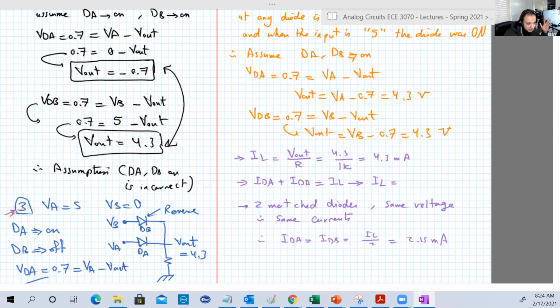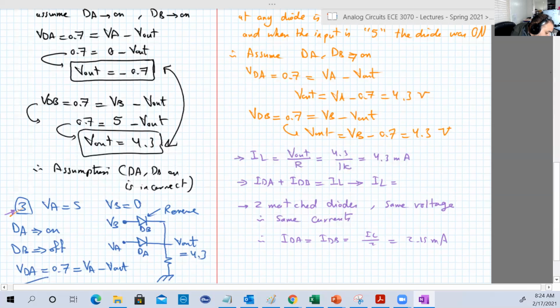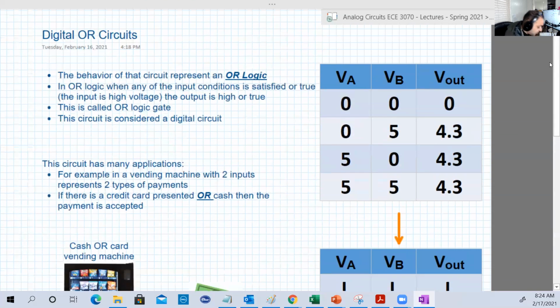So if we assume that DA is on and DB is off, then IL will be equal to IDA, because IDB is 0. Okay. Now let's highlight the application of this circuit. This is one of the most important applications for diode circuits in digital logic.